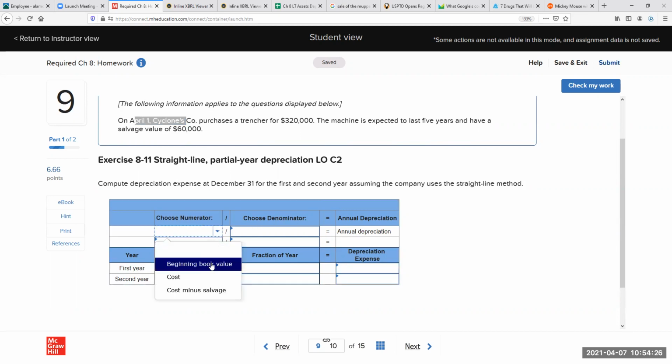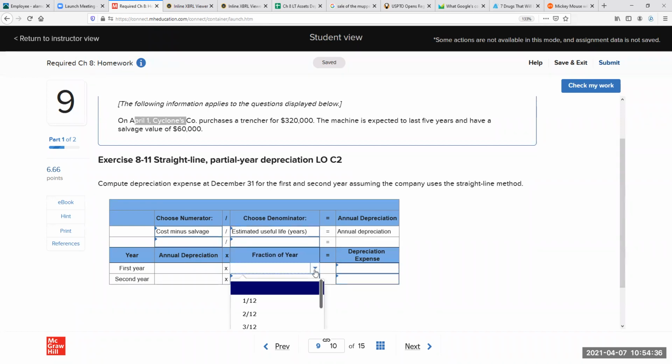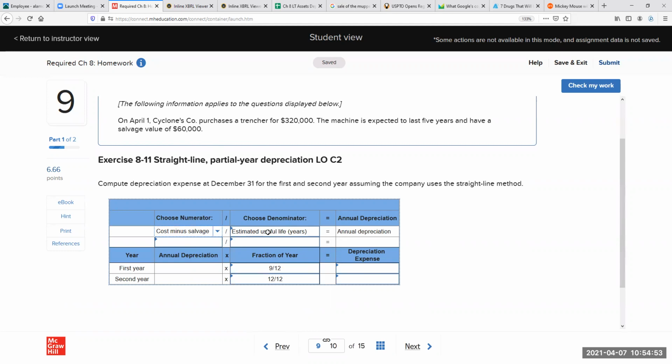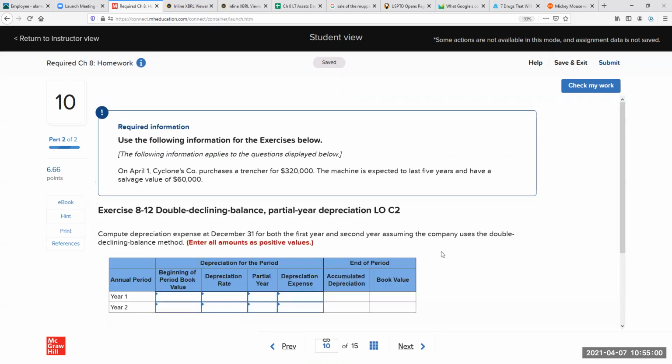So, you know, it's going to be cost minus salvage divided by useful life in years equals annual depreciation. Put in the numbers, and then do the fraction of the year. What's the fraction of the year it is? Well, it's 9 12ths for that one. And the second year is going to be 12 12ths, right? All right, so 5 years of salvage. Remember, 320 minus 60 divided by the 5 years gives you your annual. That annual goes right here. There you go. All right, let's keep going.